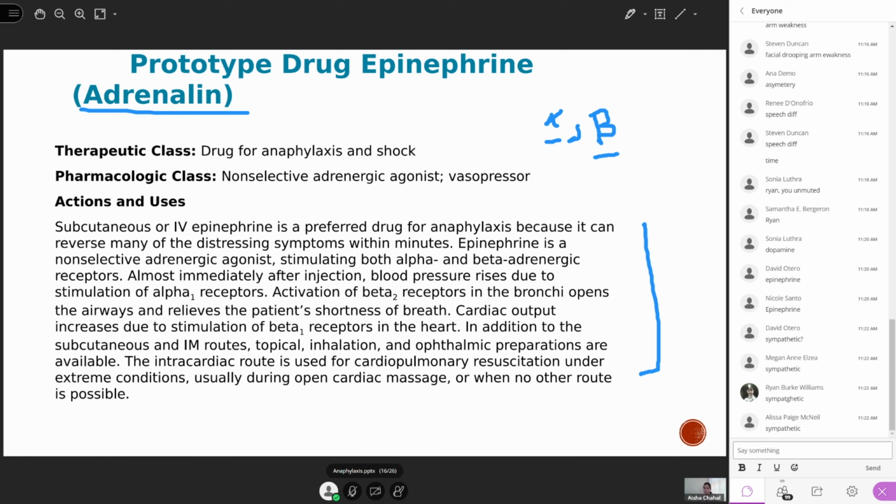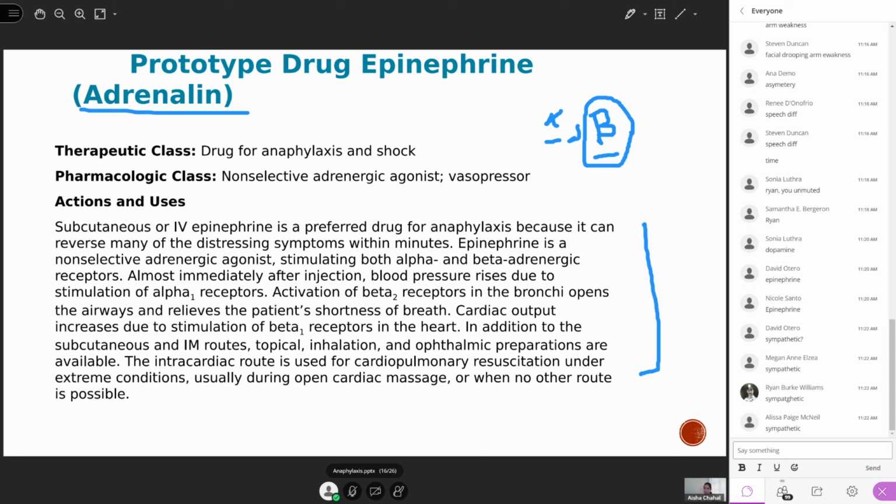When beta 2 receptors are activated, okay, it is an agonist. When it is activated, then it causes a dilation of the bronchioles. So our symptoms of anaphylaxis, of the wheezing, of the breathing issues, whatever is happening, that will get relieved because of its activation of the beta receptors.